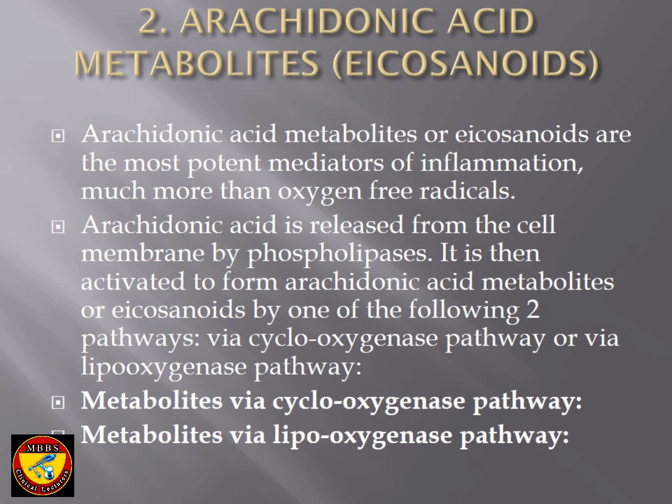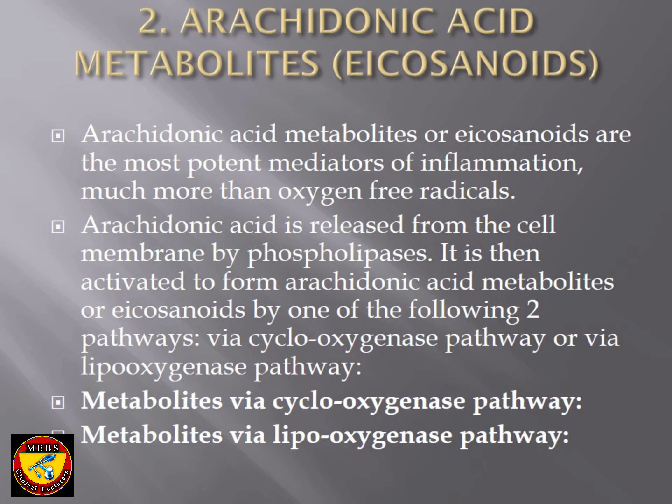Now the second group of chemical mediators, apart from vasoactive amines, is arachidonic acid metabolites. The first one was vasoactive amines, the second one is arachidonic acid metabolites. Basically, arachidonic acid metabolites are the most potent mediators of inflammation, much more than the oxygen-free radicals. These are the major potent chemical mediators as compared to oxygen-free radicals.